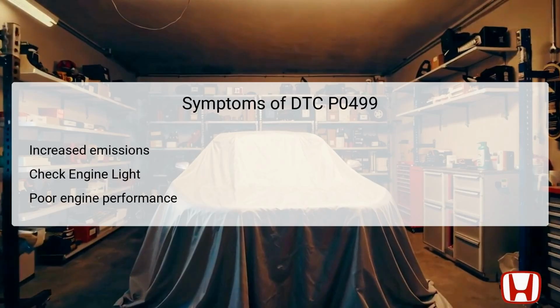Several symptoms are commonly associated with the DTC P0499. The most notable is an illuminated check engine light, which alerts the driver that an issue has been detected within the vehicle's emission control system. Increased emissions may also occur due to the malfunction of the EVAP system, which is designed to manage fuel vapor release effectively. Drivers may also experience poor engine performance, as a malfunctioning vent shut valve can affect engine efficiency and lead to rough idling or reduced power output.